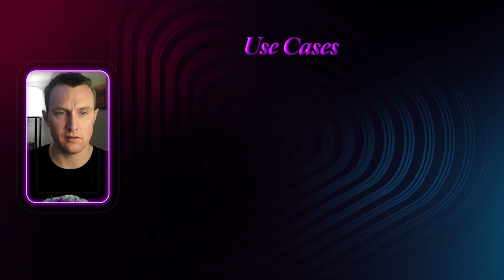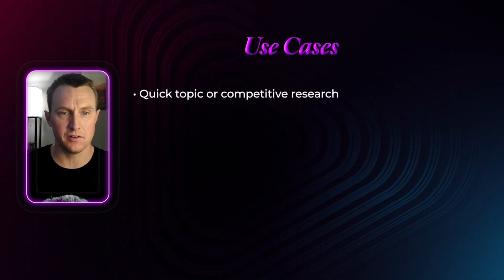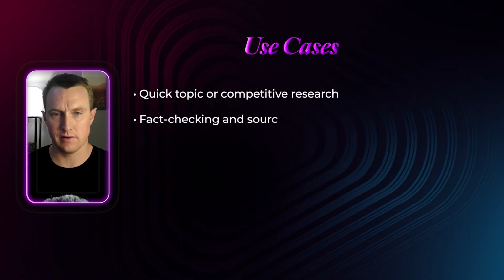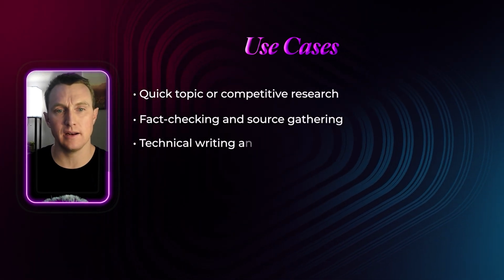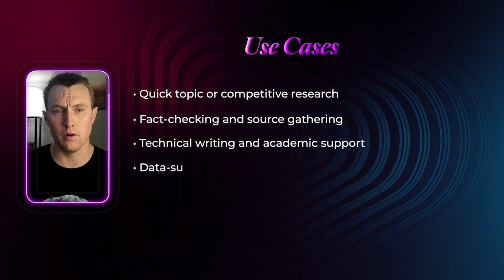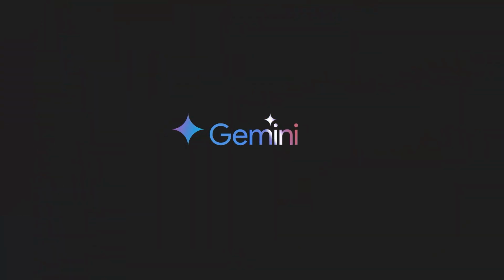Here are some of the use cases. Quick topic or competitive research, fact-checking and source gathering, technical writing and academic support, data-supported article creation. The fifth tool on the list, and one that we definitely have to talk about, is Google's Gemini 2.5.